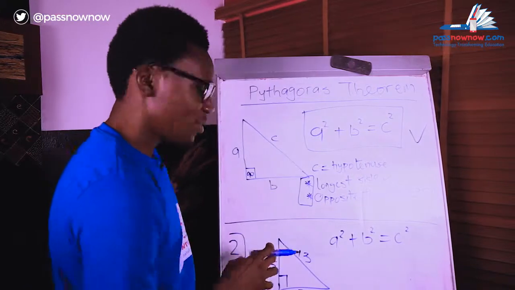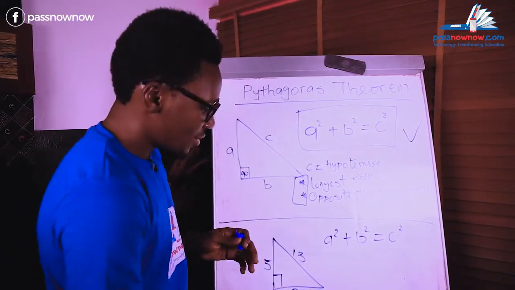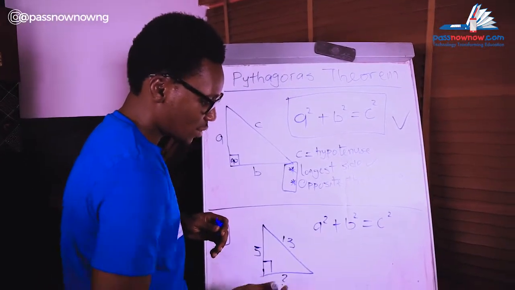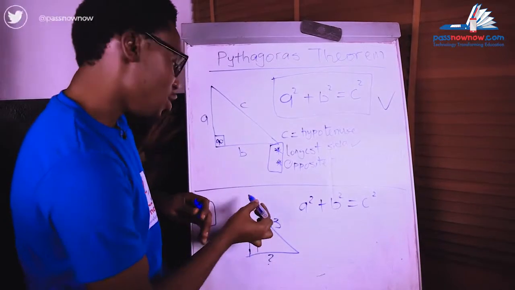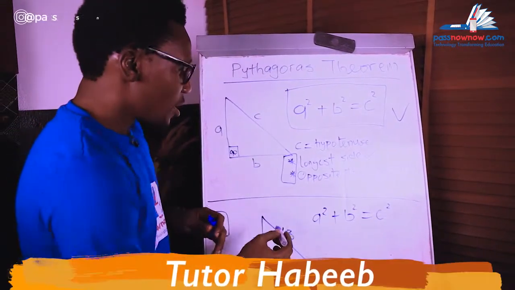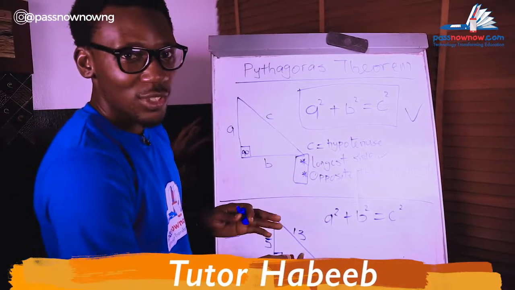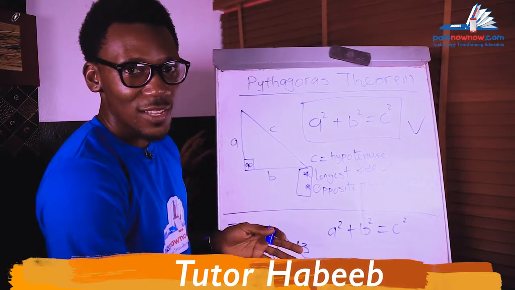Alright, now let's move to the second example. This one is kind of different from the last one. Now we have our hypotenuse, which is the side opposite our 90 degree. You have one of your sides given, but you don't have the second side. So now, do you want to try it? You can pause the video and try for yourself and see if you get the answer.